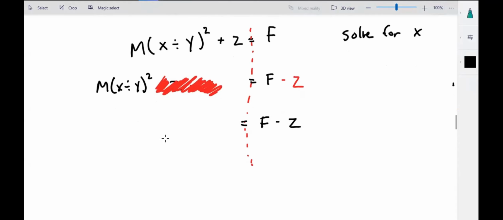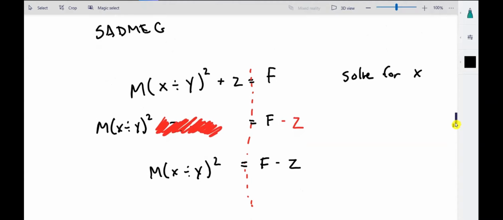Physics students are going to be like, no, it's not completely gone, or blah, blah, blah. For the sake of this, we're going to say that it's gone. It's good enough. Okay. All right, so back to SADMEG.